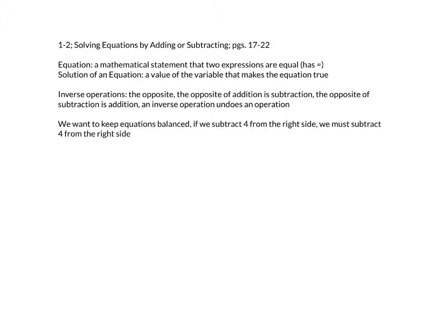Couple definitions you probably should write down in case they appear on a quiz or a test. The first one is equation. It's a mathematical statement that two expressions are equal. An equation has an equal sign, an expression does not have an equal sign. That's one way you can tell. An equation is made up of two expressions. The solution of an equation is the value of the variable that makes the equation true. Right now, we're only going to have one true value that will change as the year goes on.